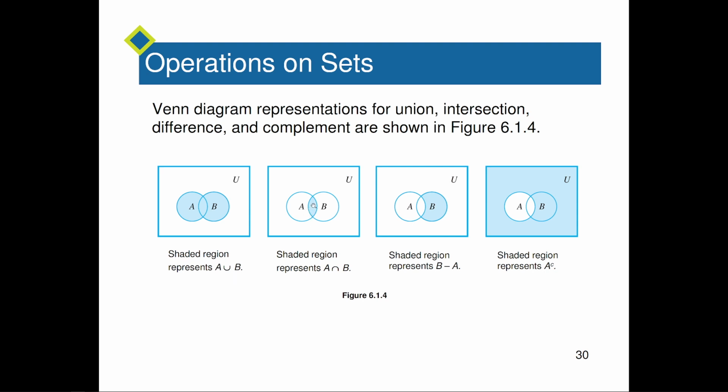Intersection is all the elements. The shaded region over here represents the difference, sorry. And this one here is the complement. It's all the elements that are not inside A. Similarly, if I had B complement, it would be all the elements that are not inside B.